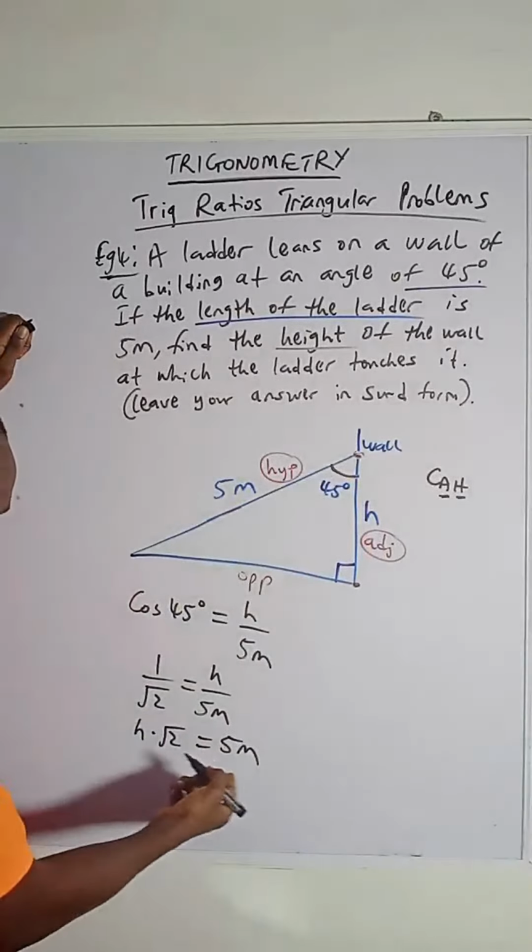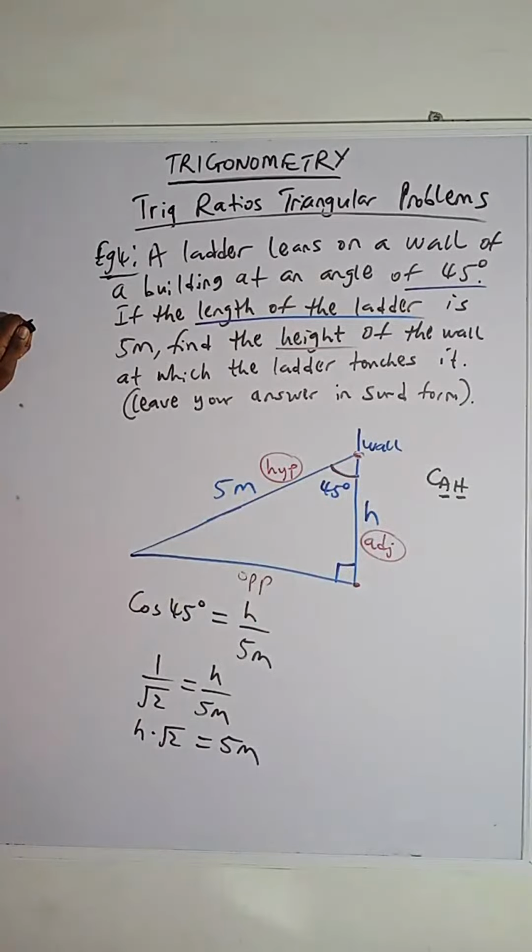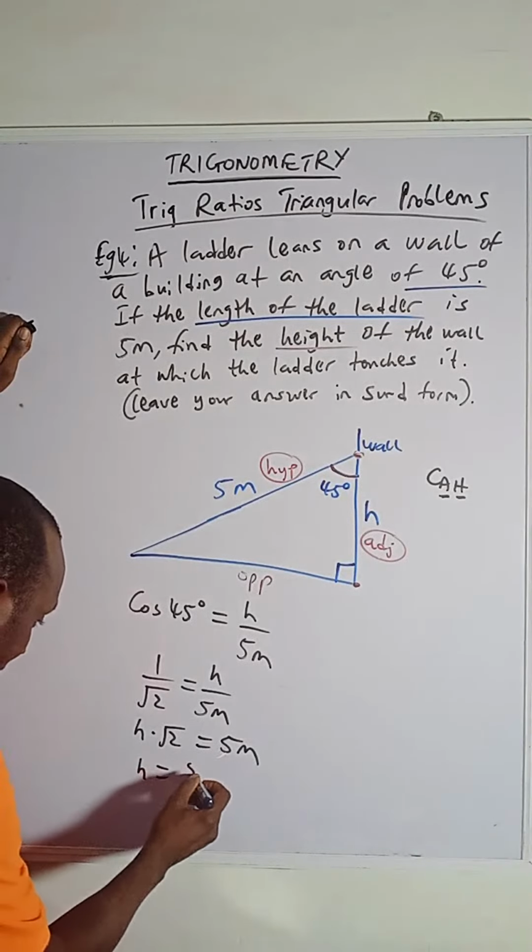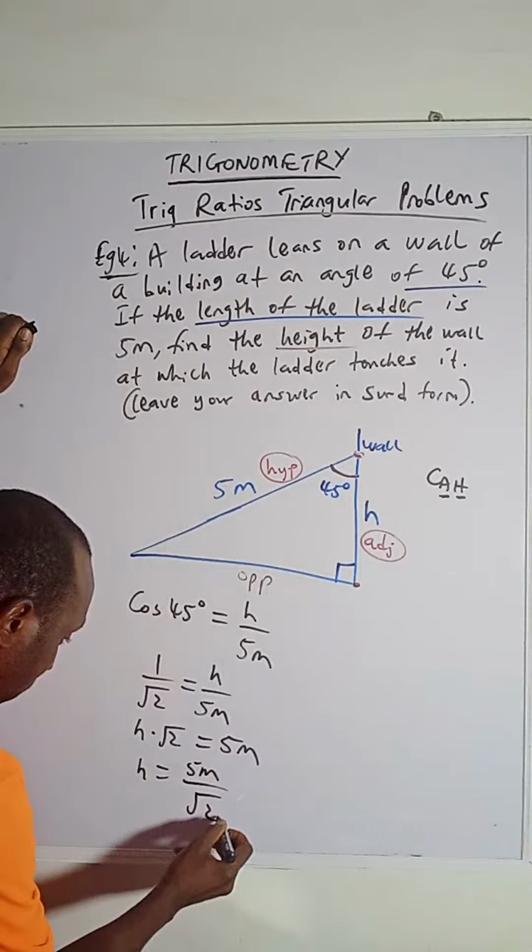Very good. So we divide both sides by root 2. I hope everything is okay here. We divide both sides by root 2. So h is equal to 5 meters over root 2.